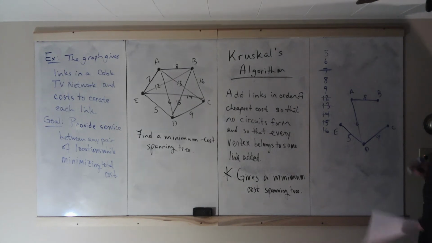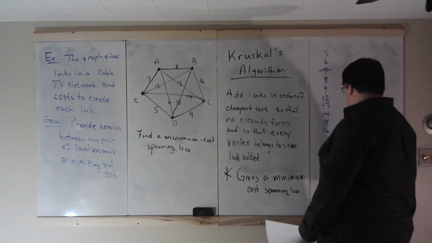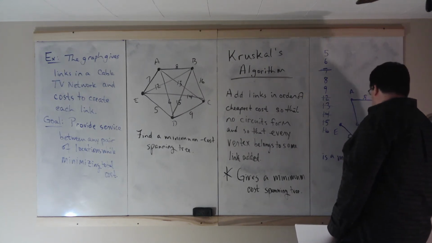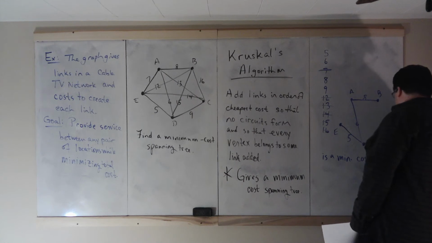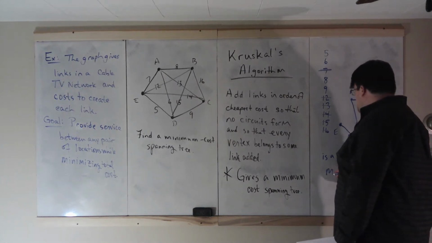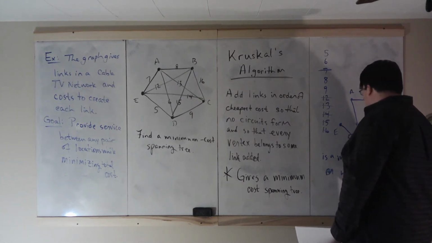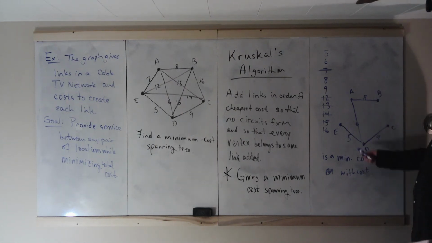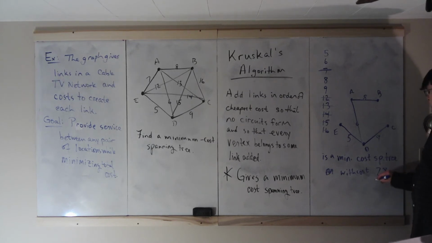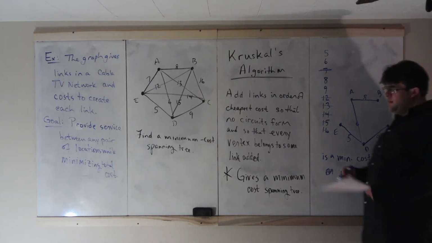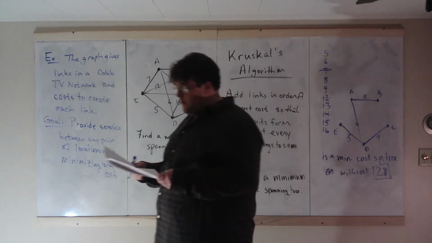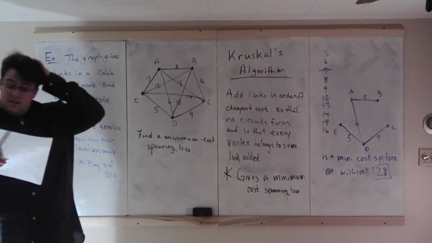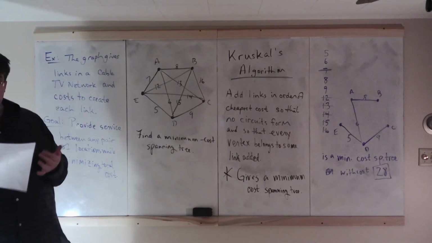So right here, we have a minimum cost spanning tree. And what's the minimum cost? So I'll just say, with cost, add the numbers: 8 plus 6, 14, plus 14 is 28. So Kruskal's algorithm does give exactly a minimum cost spanning tree. Let's look at another example.